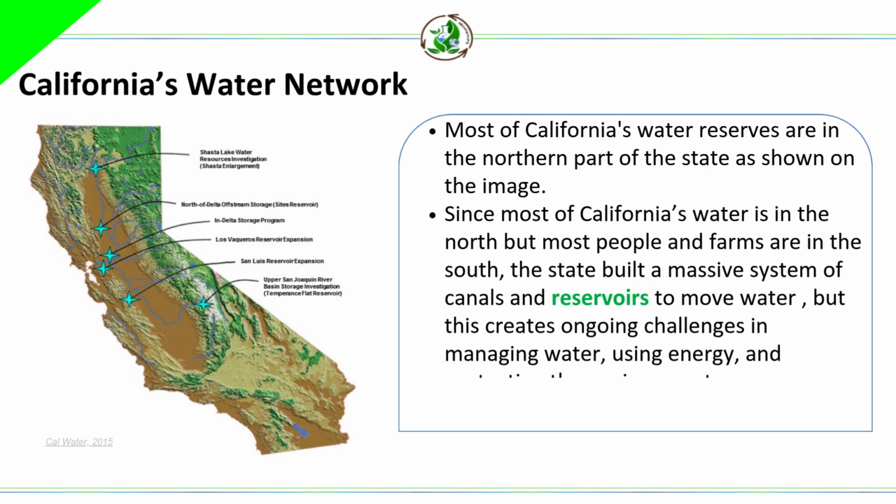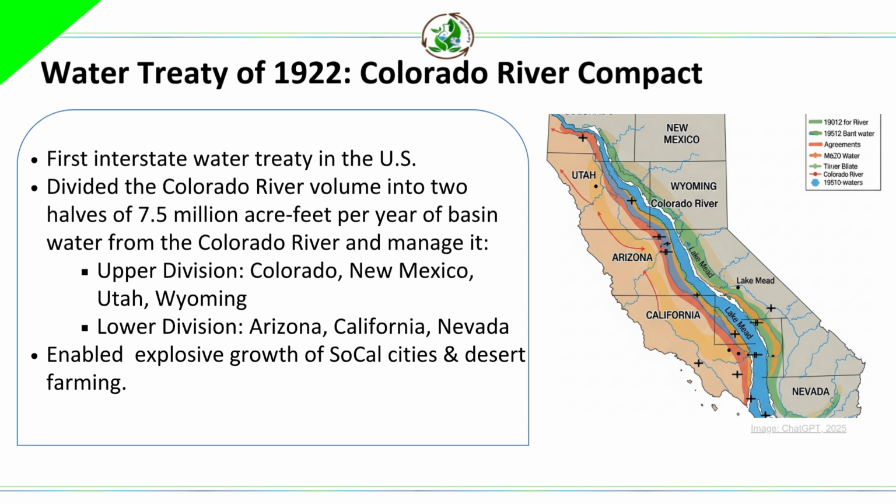While this system works, it also creates ongoing challenges. Moving water over long distances takes a lot of energy, requires careful management, and can impact the environment. As we go through this module, we'll see how these challenges affect farms, cities, and the sustainability of California's water supply. Now let's talk about an important water agreement.